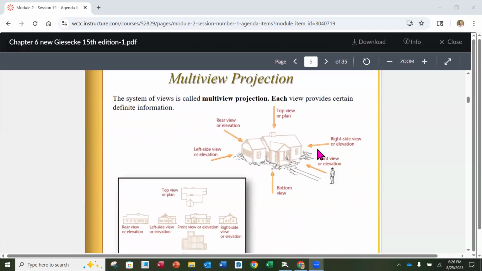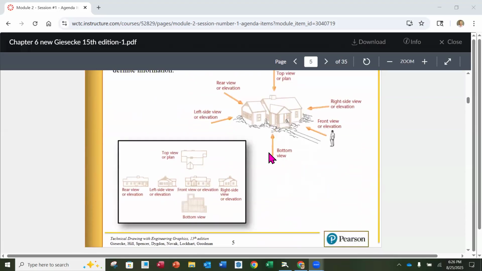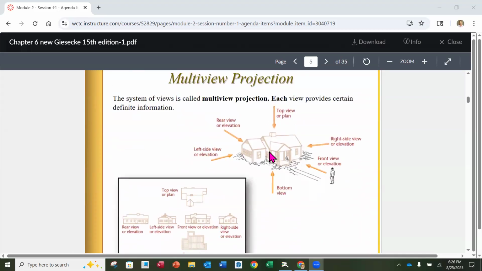Now, multi-view projection, and this is kind of that classic example of looking at a house. If I stand right in front of a house and I just draw what I see, that's going to be the front projection. If I go to the right side, 90 degrees to that, and I look at the side of my house, and it's from that right side, from the front view, that's going to be the right side view or projection, or in this case, they call it elevation, as we know, and so on.